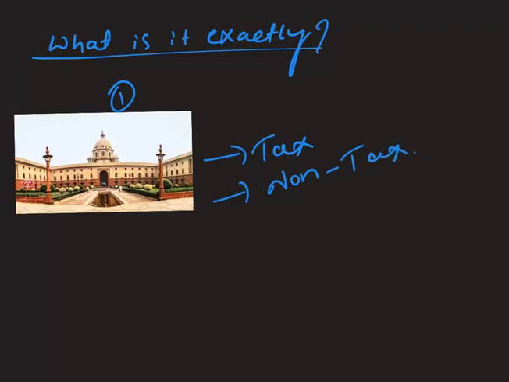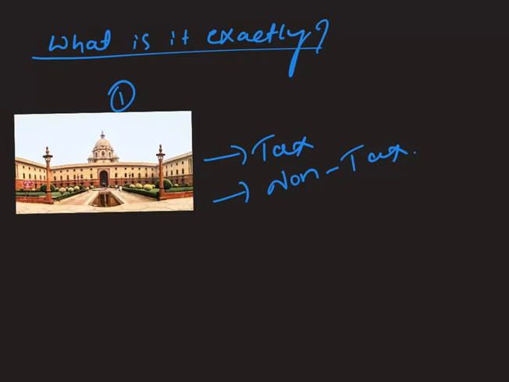So, tax revenue includes personal income tax, corporation tax, and those charged under GST, that is goods and services tax. And non-tax revenue includes income from interest receipts, surplus profits of the Reserve Bank of India, income from railways, profits of public sector enterprises, etc.